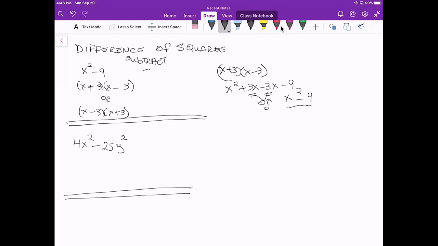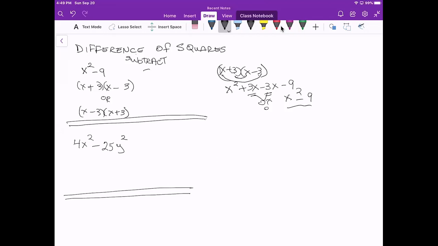Now, I know you're going to laugh, but I always do this. I always know what my middle term is going to be when I do 2 smiley faces. Inner, outer. My 2 smileys. Positive 3 times x and then negative 3 times x. That's always going to be my middle term. My 2 smiley faces.